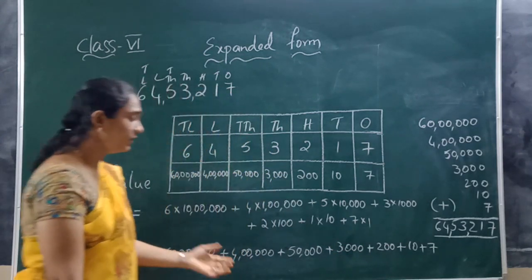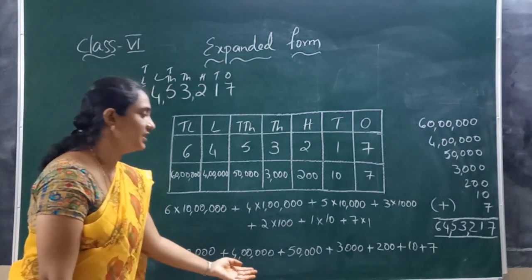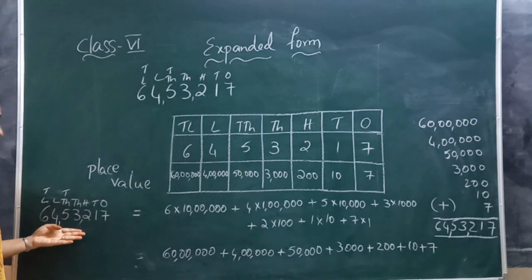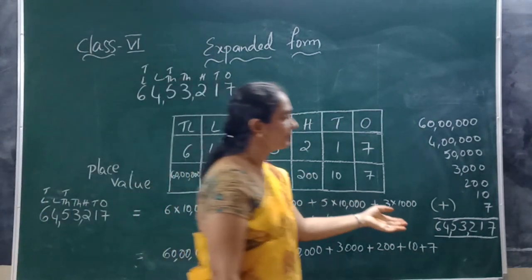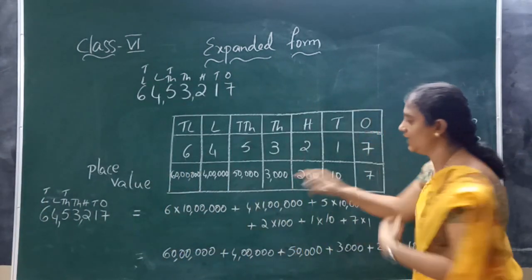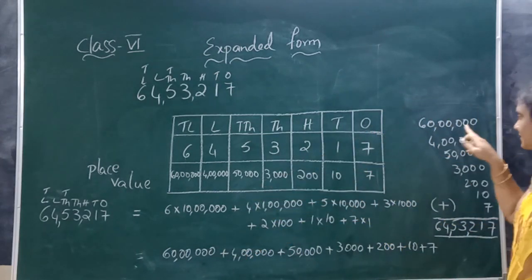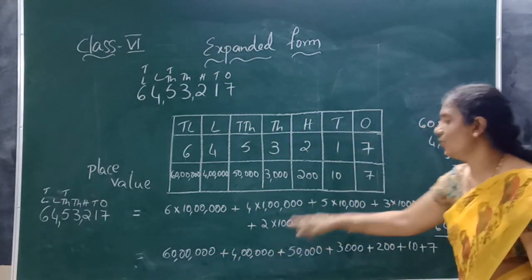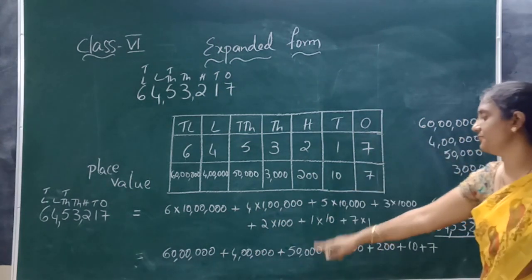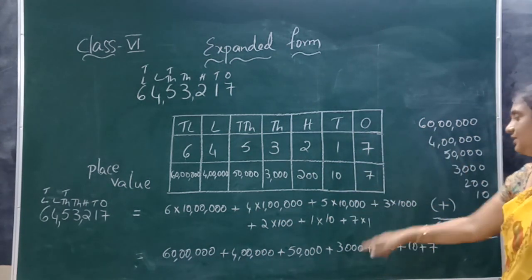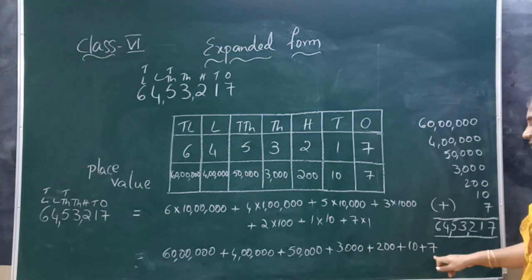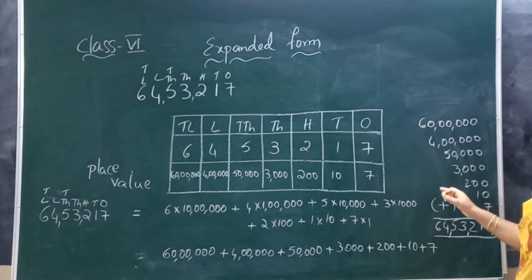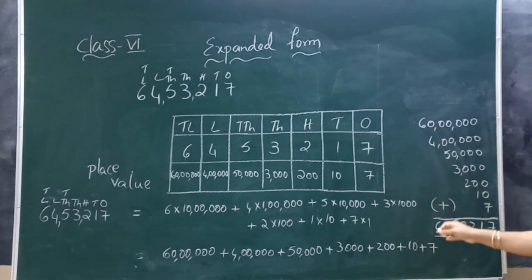Now by adding all these numbers we have 64,53,217. Let us check. See. What is the first number? 60 lakhs. What is the second number? 4 lakhs. Third number, 50,000. Fourth one, 3,000. Next 200. Next 10. Next 7. Write all the numbers in order. Now let us add all the numbers.